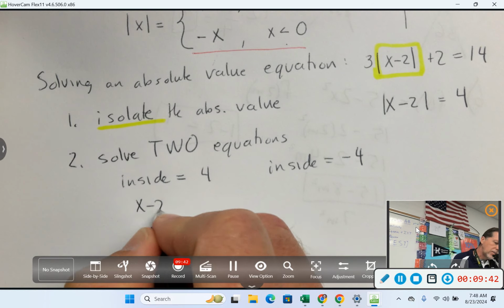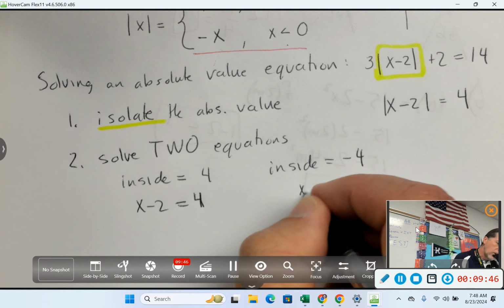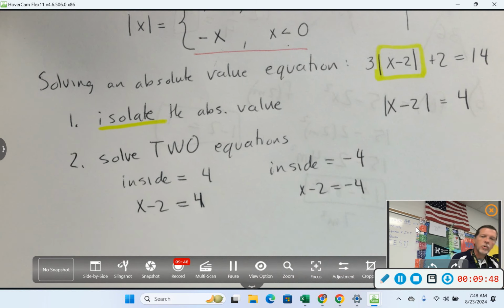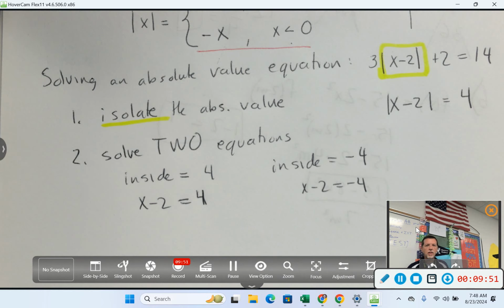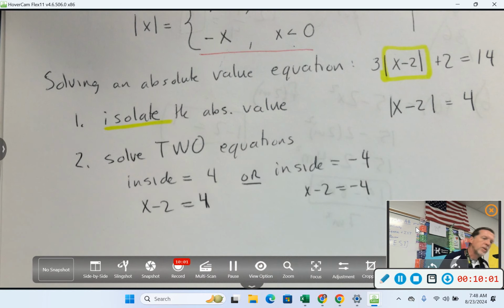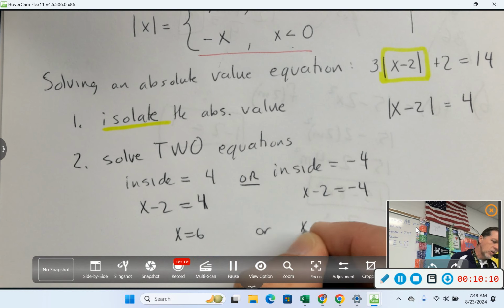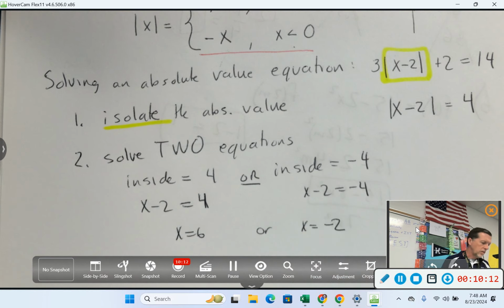So x minus 2 is either 4, or x minus 2 is equal to negative 4. You wrote inside what? Yes, because you take the inside stuff and set it equal to 4, and take the inside stuff and set it equal to negative 4. And officially there's an or in between there because the answer could be either one of those choices. So x equals 6 or x equals -2.